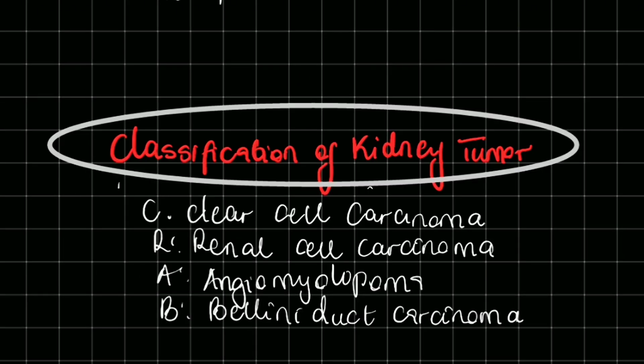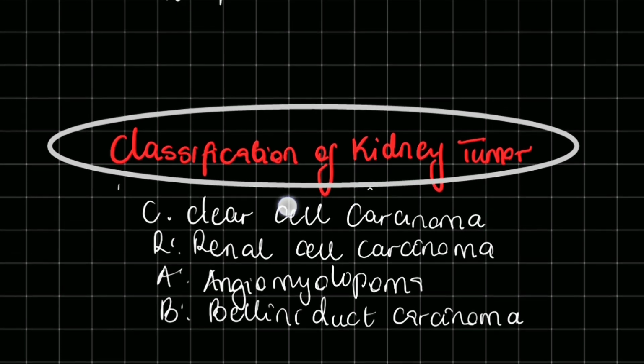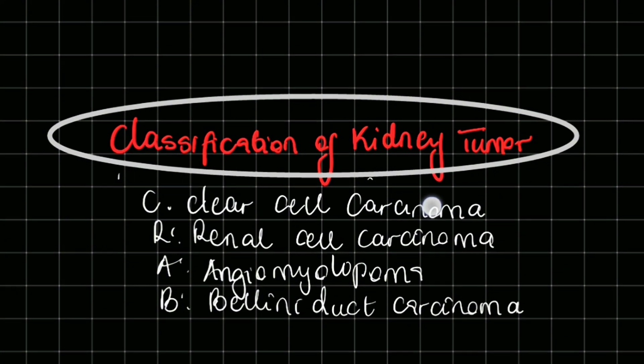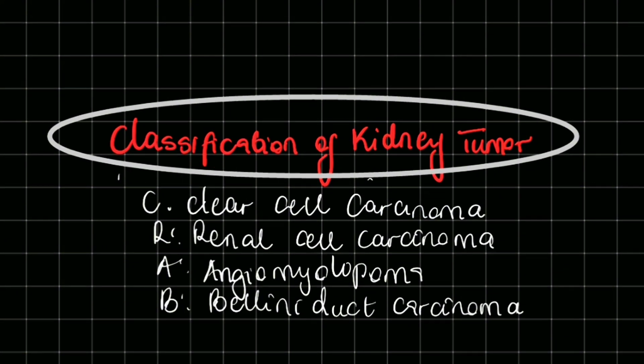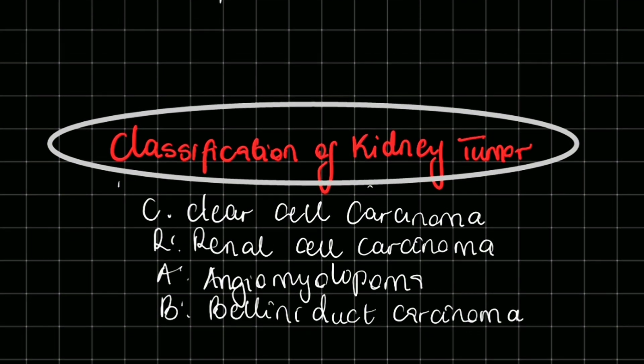To classify kidney tumors, remember the mnemonic CRAB. The C stands for clear cell carcinoma, which is the most common, making up 70% of RCCs. The R stands for renal cell carcinoma or renal pelvic carcinoma. The A stands for angiomyolipoma, which is not so common but is also aggressive. And the B stands for benign duct carcinoma.